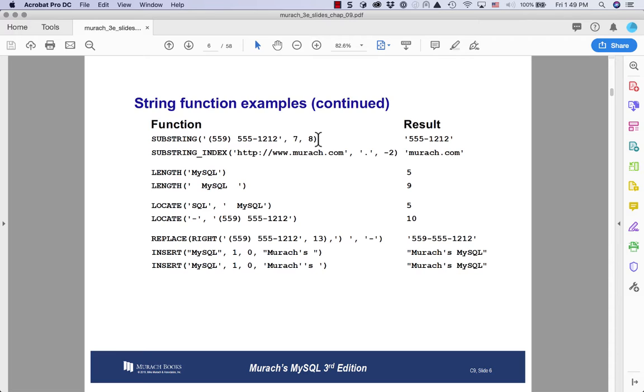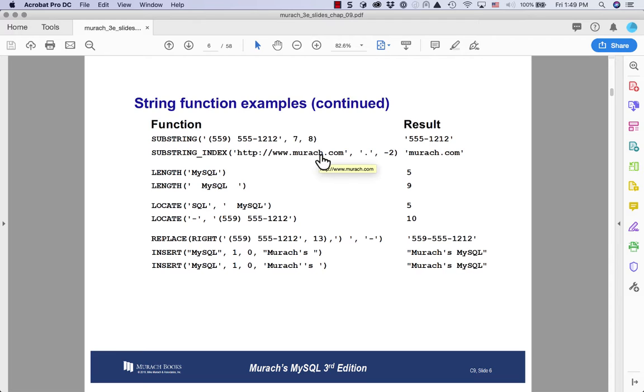So we've got that substring index. Okay, how does that work? Well, what we're trying to do is come up with a substring and we're trying to tell it where to start. Okay, by default, the easiest way to think of this is it starts on the left.